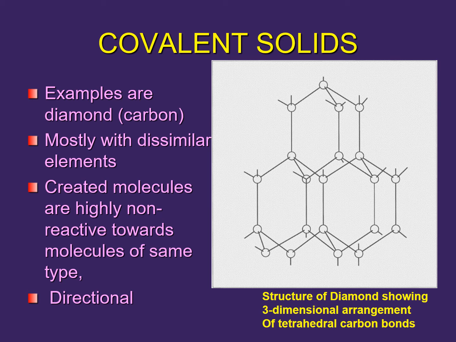Covalent solids form mostly with dissimilar elements, so each element takes up an inert gas structure, except for a few, like carbon, silicon, and germanium, which can have similar atoms. When the elements bond and have reacted, it will be highly non-reactive towards molecules of the same type. Bonding will result from sharing of electrons in an overlapped orbit. An example of a covalently bonded solid is diamond, which is a form of carbon.